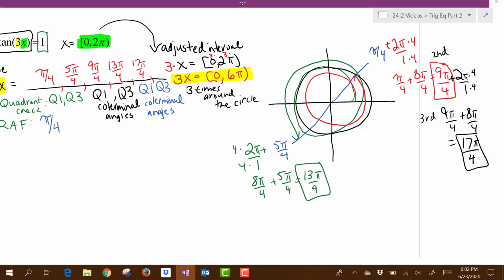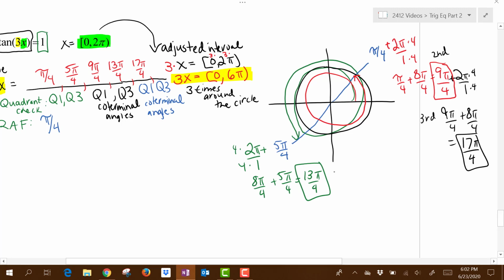Okay, we have one more to do. We're going to add 2 pi to 13 pi over 4. This is for the second time around the circle. We're going to add 2 pi to that angle to find the third time around the circle. So coterminal angle for a third time around the circle: 13 pi over 4 plus 8 pi over 4 again. We end up with 21 pi over 4.